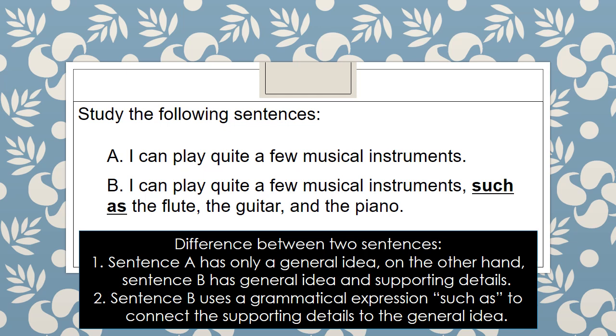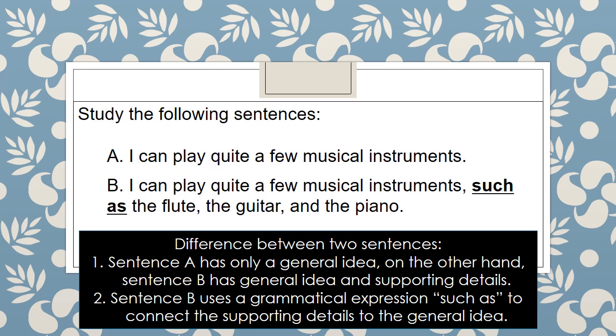Now let us study the following sentences. A. I can play quite a few musical instruments. B. I can play quite a few musical instruments such as the flute, the guitar, and the piano. So now let us see the difference between the two sentences.